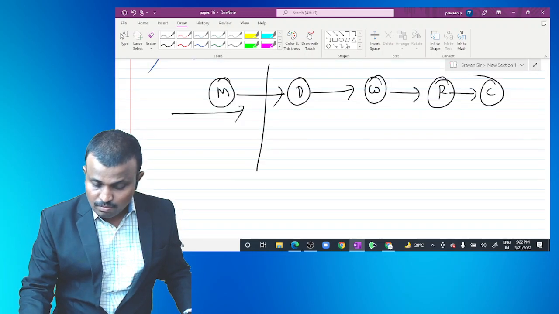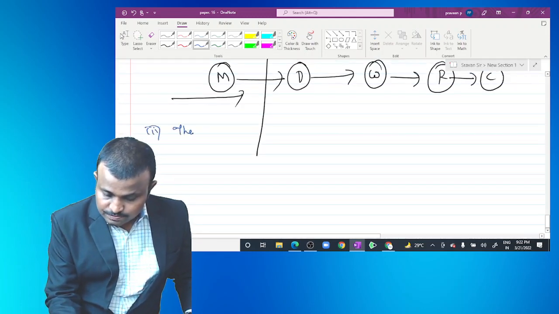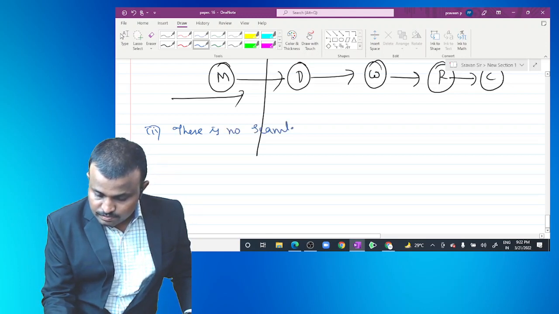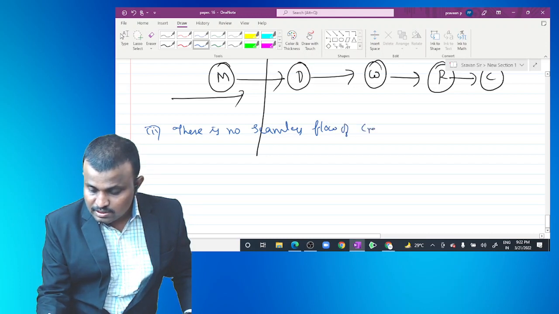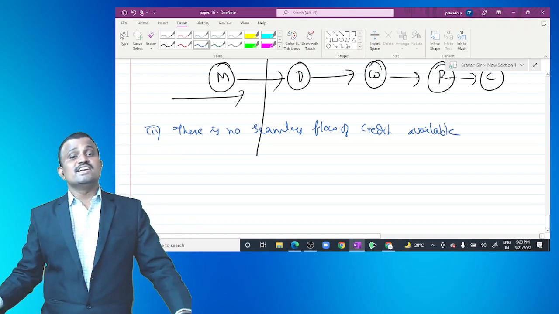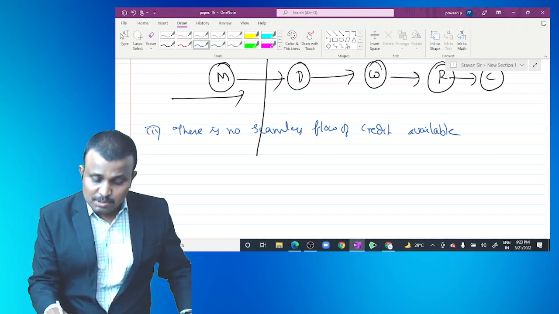And the third one, as we said, there is no seamless flow of credit available.